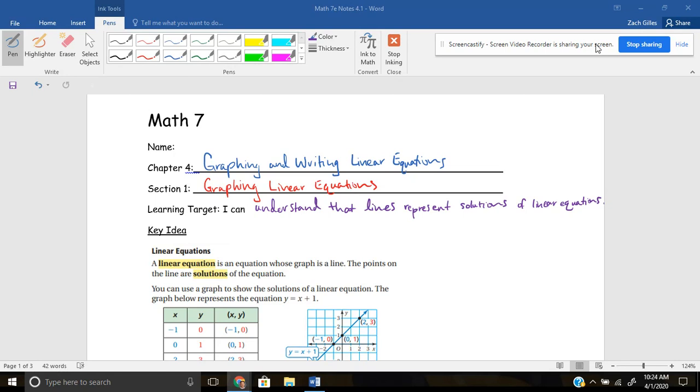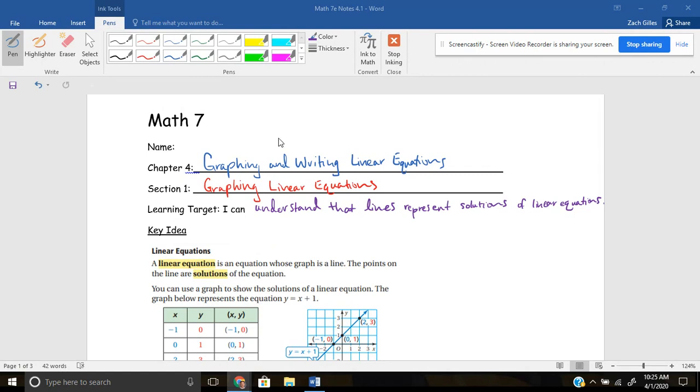Today we're going to be discussing graphing linear equations. And for our learning target: I can understand that lines represent solutions or answers of linear equations, right?